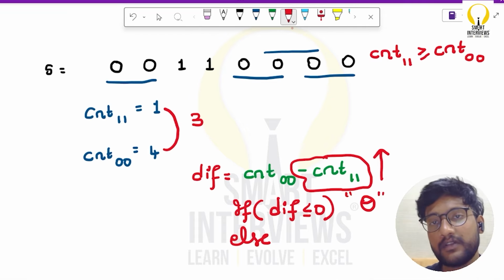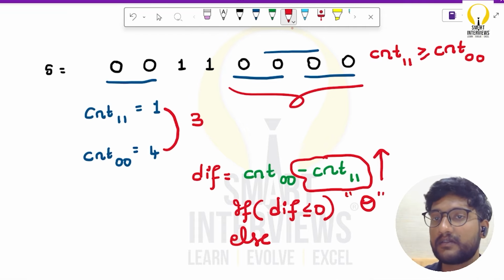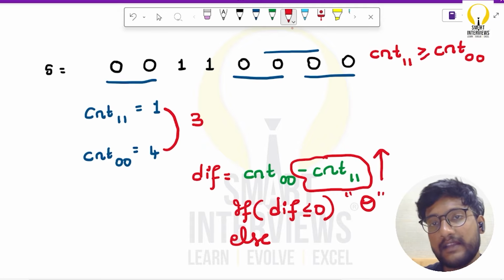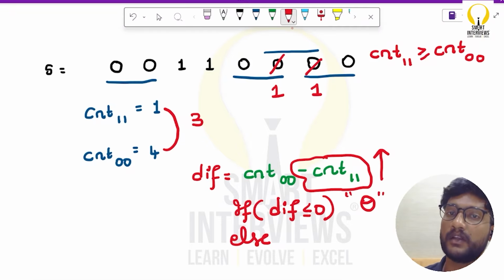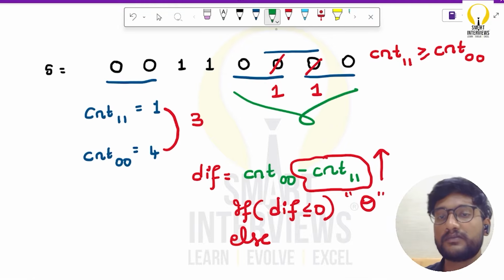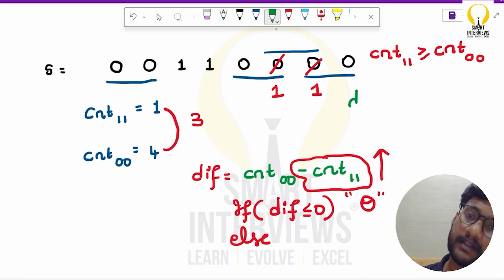So what I can do to make this invalid is simply convert this into 1, or else this into 1. So the output should be 2, right? So there is a minimum chance to convert it into 2. How can we get that 2? Can I simply say that we can do (difference plus 1) by 2?